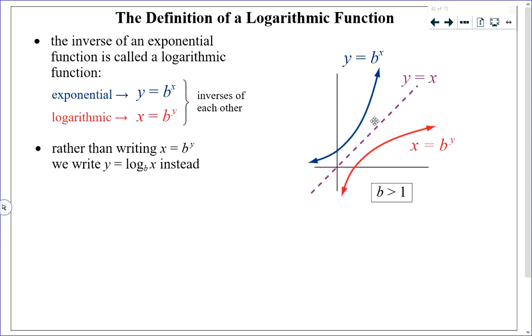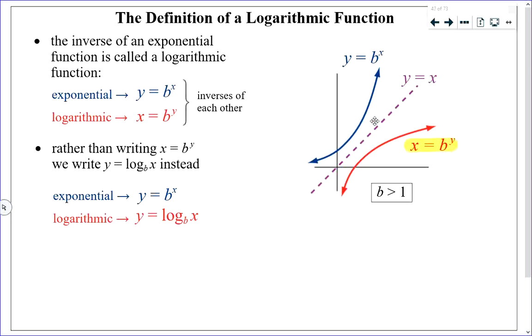Now, we don't like to write x equals b to the y. We write y equals log base b of x instead. So if we go back to the beginning, here's the exponential function. This is the inverse, which is the logarithmic function, but x equals b to the y is the same as y equals log base b of x. So if you keep your eyes on that x equals b to the y that's highlighted, that's what we write instead. We could write x equals b to the y, but we don't. We would much rather, and almost always do, write y equals log base b of x.